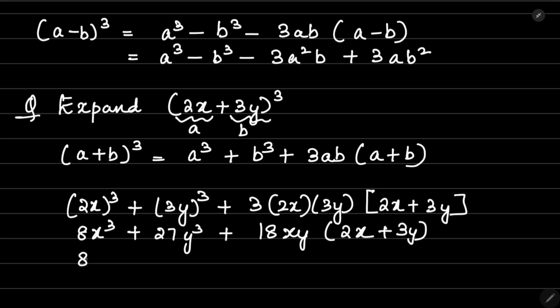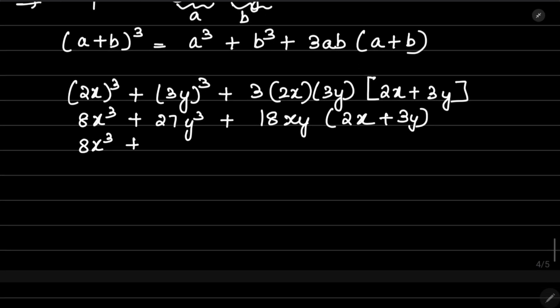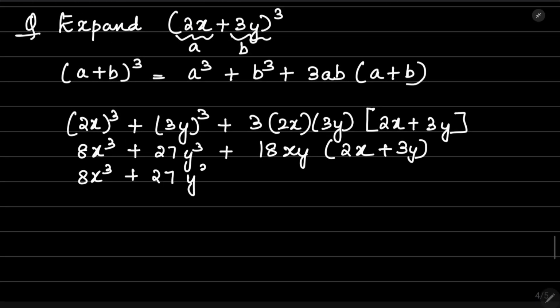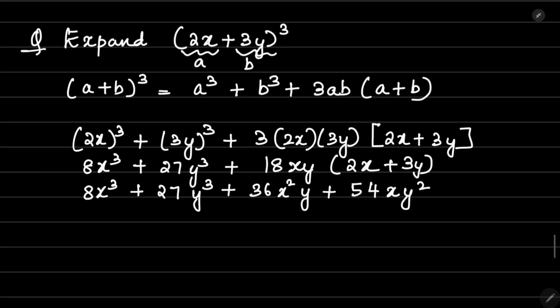So let us open the bracket and write 8x cube plus 27y cube plus 18 into 2, 36x square y, plus 18 into 3, 54xy square. So you have expanded it. The question was in the form of a plus b the whole cube, and you have expanded it in the form a cube plus b cube plus 3a square b plus 3ab square. So this is your expanded form, and this is your compressed form.